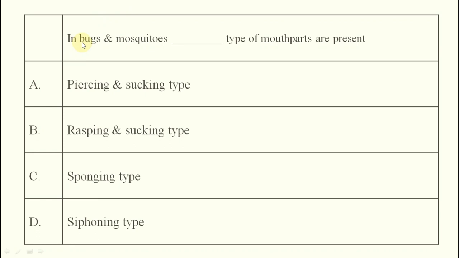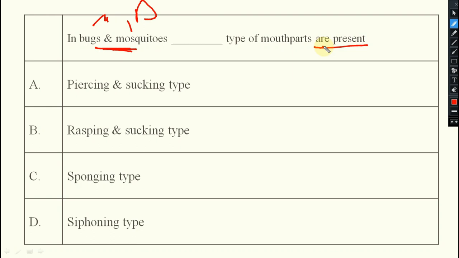See, the first question is: in bugs and mosquito, okay, this is Hemiptera, this is Diptera, which type of mouth parts are present? Piercing and sucking, rasping and sucking, sponging, or siphoning type. So the answer will be option A, piercing and sucking.